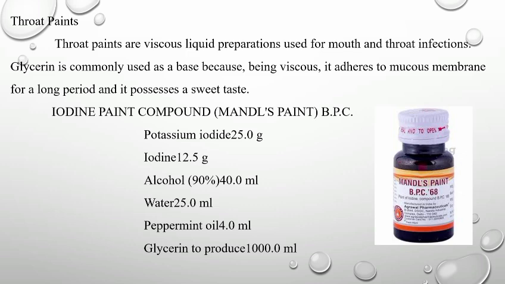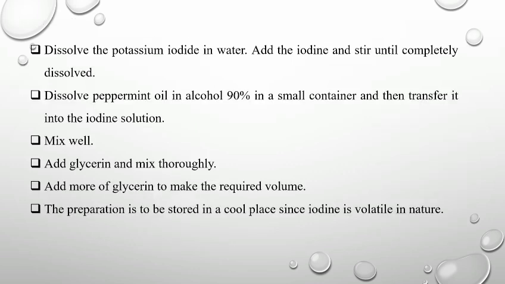In the preparation, we have to dissolve the potassium iodide in water. After that, we have to add iodine to it. We have to mix both the compounds until completely dissolved. After it has dissolved, keep it in a place. Next, take a small container and add the peppermint oil to 90% alcohol. Then transfer this solution into the iodine solution. Mix thoroughly so that both solutions get mixed thoroughly. After that, we have to make up the volume with the help of glycerin. This preparation has to be stored in a cool place since iodine is volatile in nature.